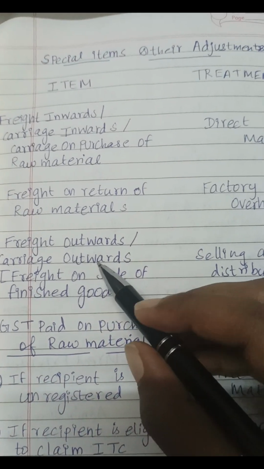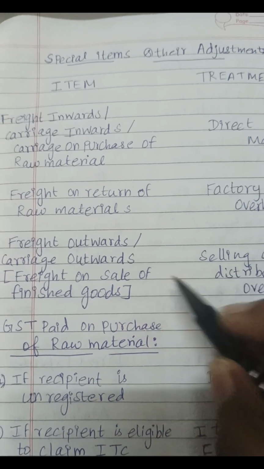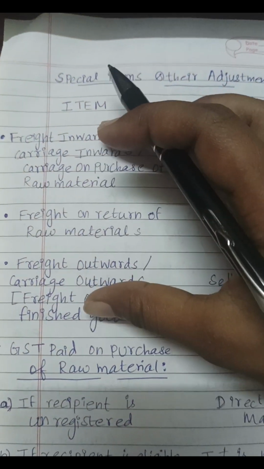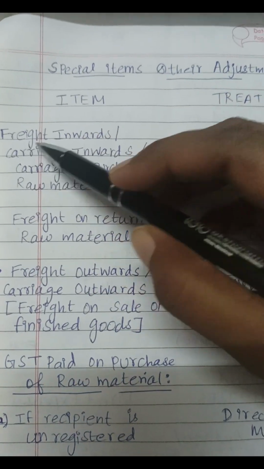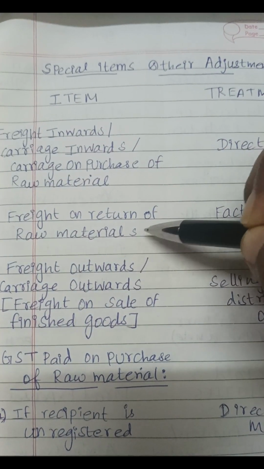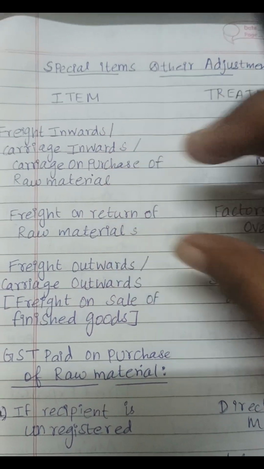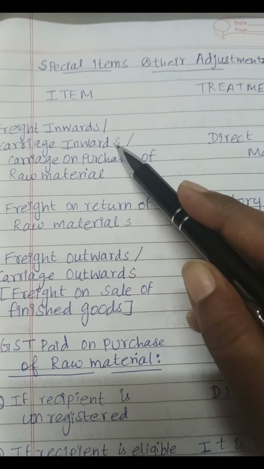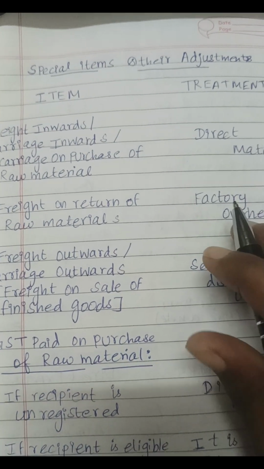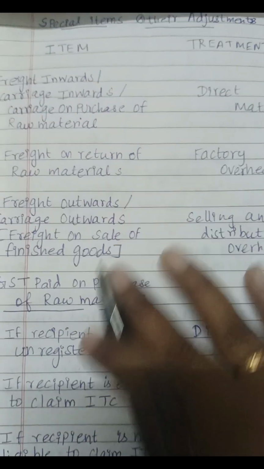What does freight outwards mean? We are paying for the goods which we are selling, so it is related to selling and distribution overheads. So here they will twist in the exam. They will give freight inwards, freight on return of raw material, and freight outwards. All three adjustments will be given in the question. So we will see freight, okay, freight, it will come under direct material. We will straightly post it into the direct material and we will lose marks. So don't make that mistake.